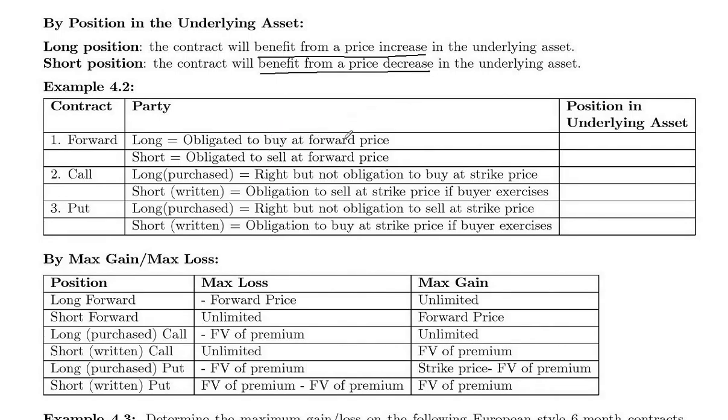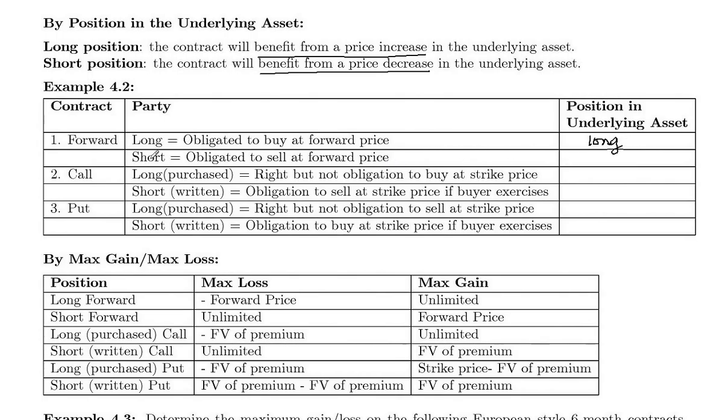Well, say the forward price is $100. Okay, if the price increases up to $200, then they're obligated to buy at $100. That price increases up to $200. That benefits them because they buy at that discounted price, that locked-in price of $100. They could turn around and sell the asset in the open market at $200 and realize a profit. So here we benefit from a price increase. Okay, so this is a long position in the underlying asset.